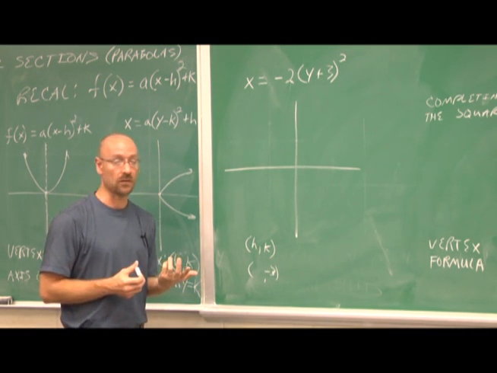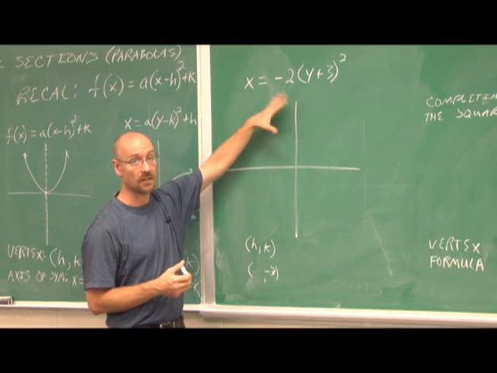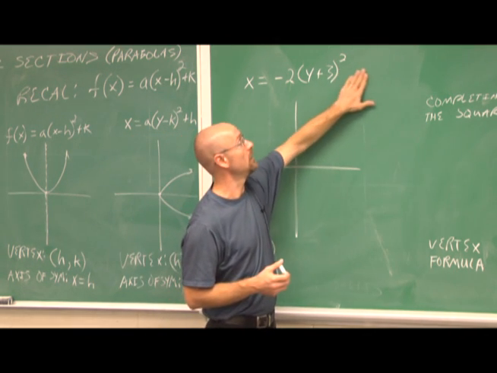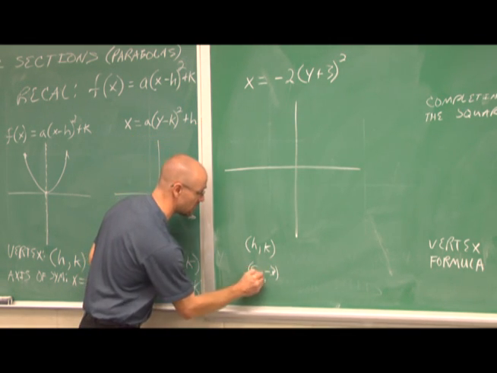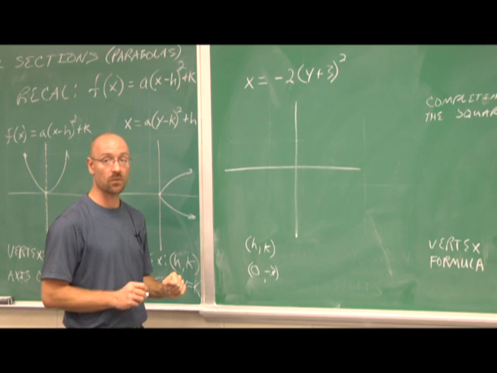Well, what's my h value? Because this is a parabola that's on its side, the h value is out here. Well, there is no h value. That just means h is 0. So (0, -3) is my vertex.